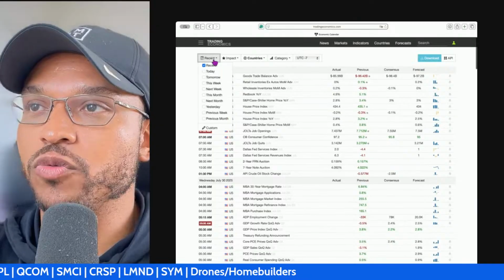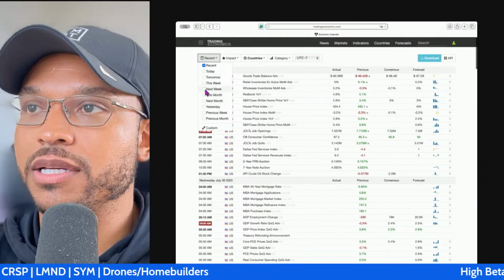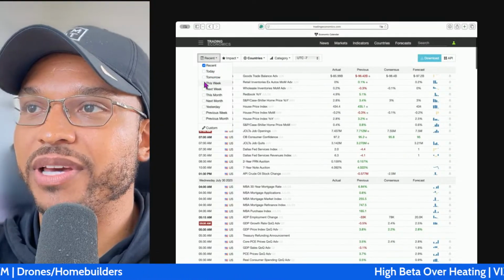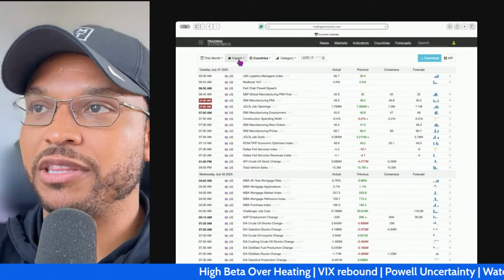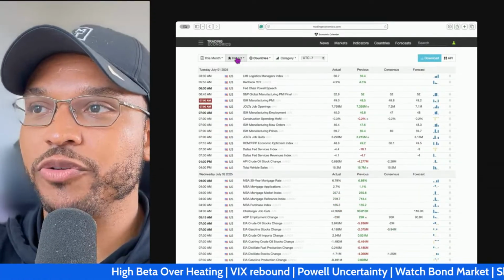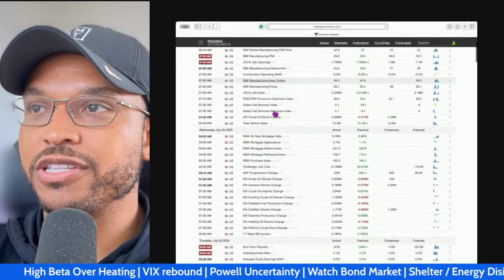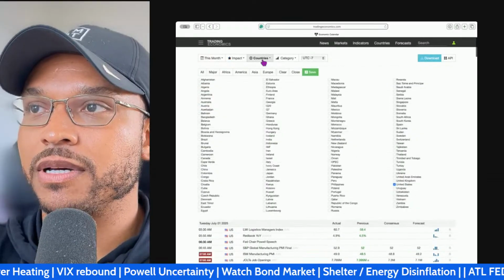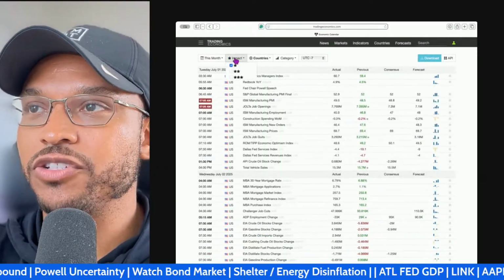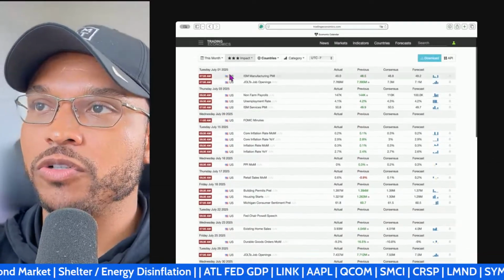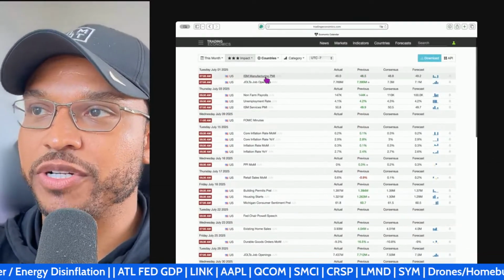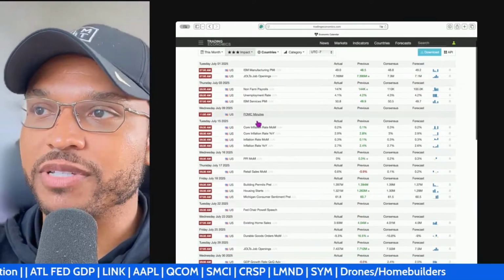We're looking at this week. Let's look at this month. We haven't really done too much on this month. So we're going to do high impact. We want to just look at the US. Let's just look at the high impact stuff first. Okay. So July 1st, ISM manufacturing starting to recover, non-farm payrolls, everything has looked good.